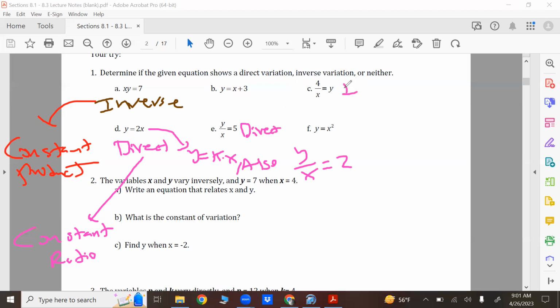C is going to be inverse again, because it follows the form y equals k over x, or x times y equals a constant. So whenever the product of the two variables is a constant, that's inverse. Whenever the ratio of the two variables is a constant, that's direct. Or y equals k over x is inverse, y equals k times x is direct. Now, these other two that I didn't answer yet, they're both neither.